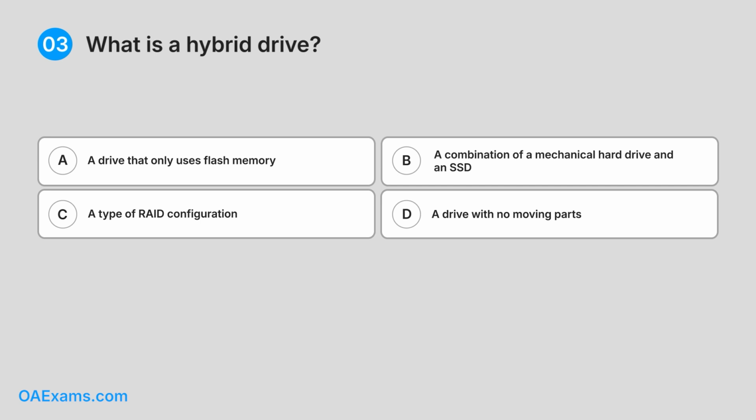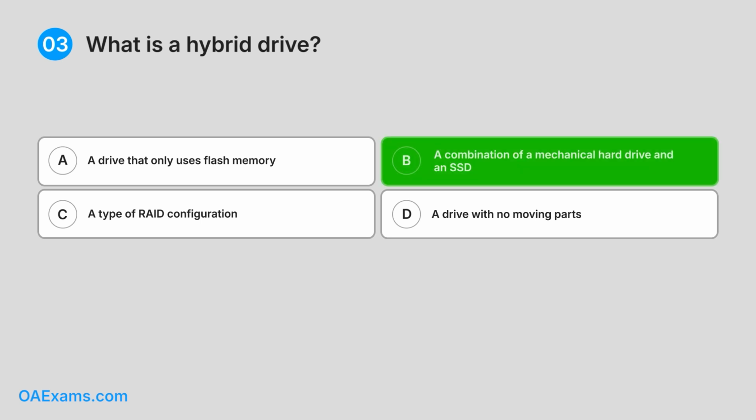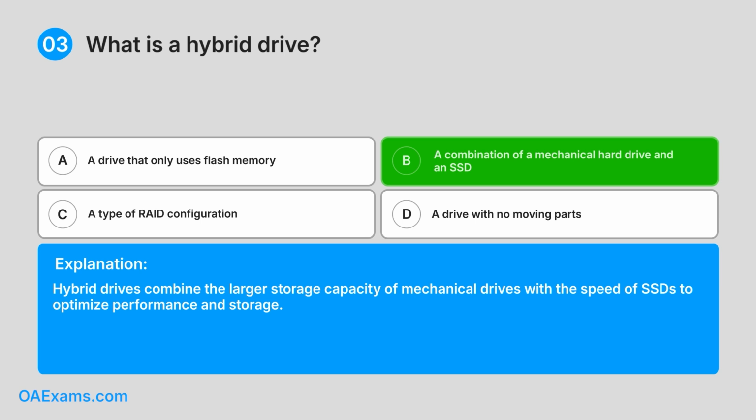Correct answer. B. A combination of a mechanical hard drive and an SSD. Explanation. Hybrid drives combine the larger storage capacity of mechanical drives with the speed of SSDs to optimize performance and storage.